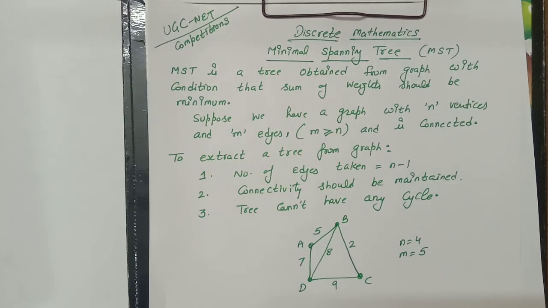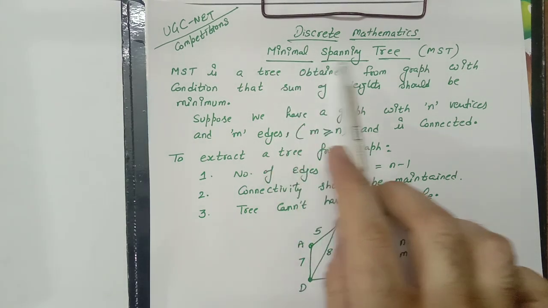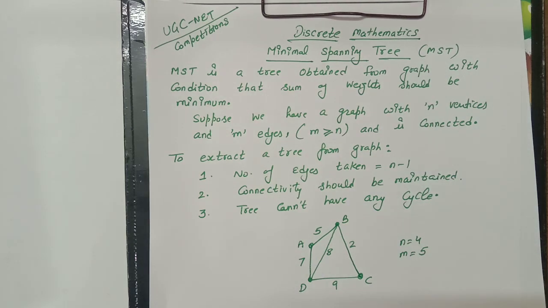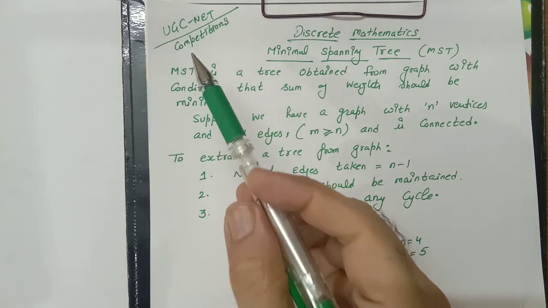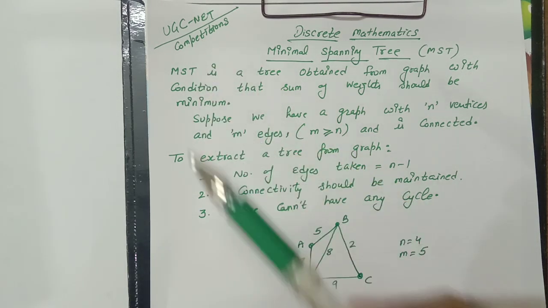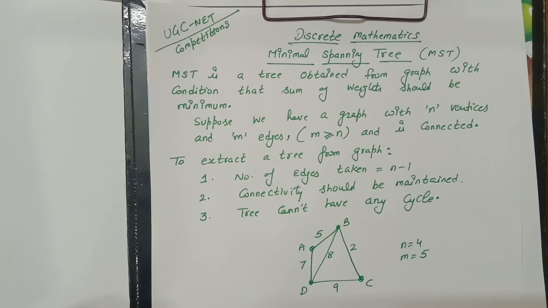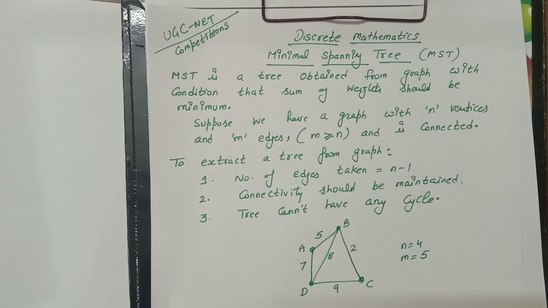In this session, we are going to discuss one very important topic of discrete mathematics, that is minimal spanning tree. In short, it is also known as MST. This topic is very important in examinations like UGC NET of computer science as well as mathematics, and for undergraduate students of computer science and students of MCA who are learning graph theory.